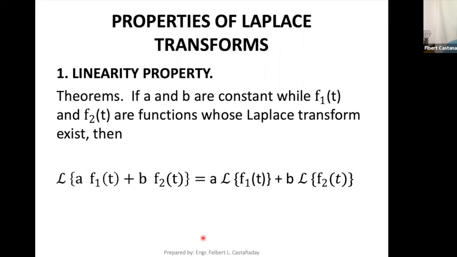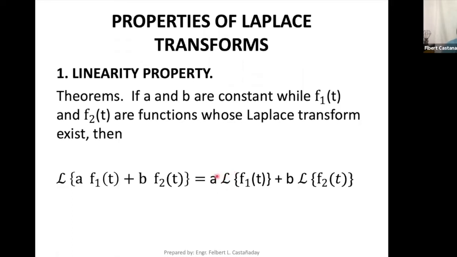The first property is the linearity property. If a and b are constants, and f sub 1 of t and f sub 2 of t are functions whose Laplace transforms exist, then we can follow this property. So the Laplace of a f sub 1 of t plus b f sub 2 of t, we can determine the transforms of each term. Taking note that a and b are constants, you put the constant before the Laplace operator.